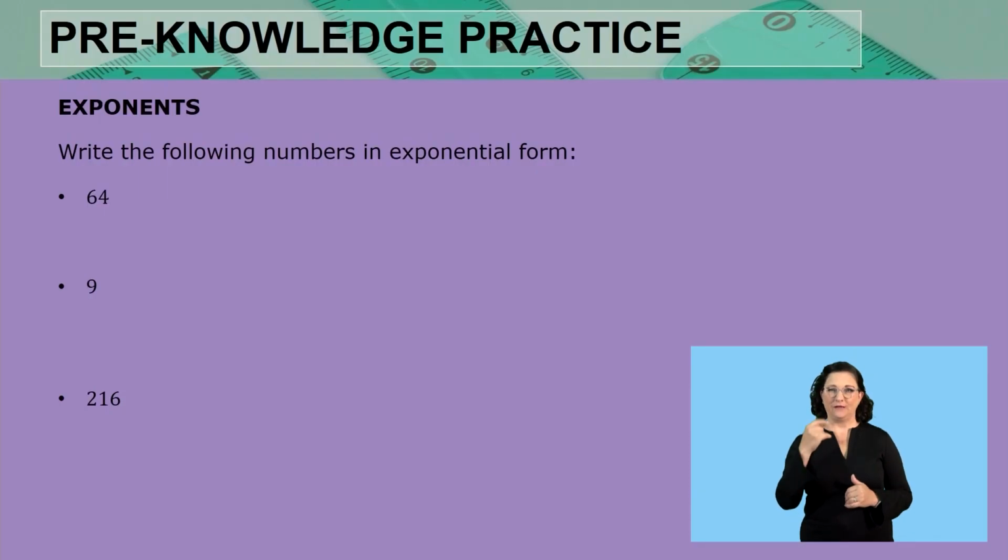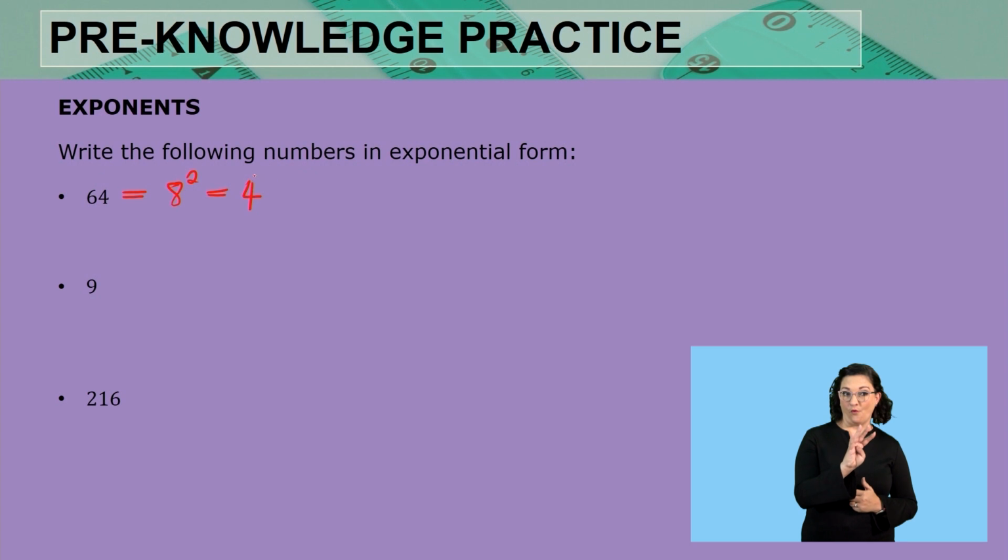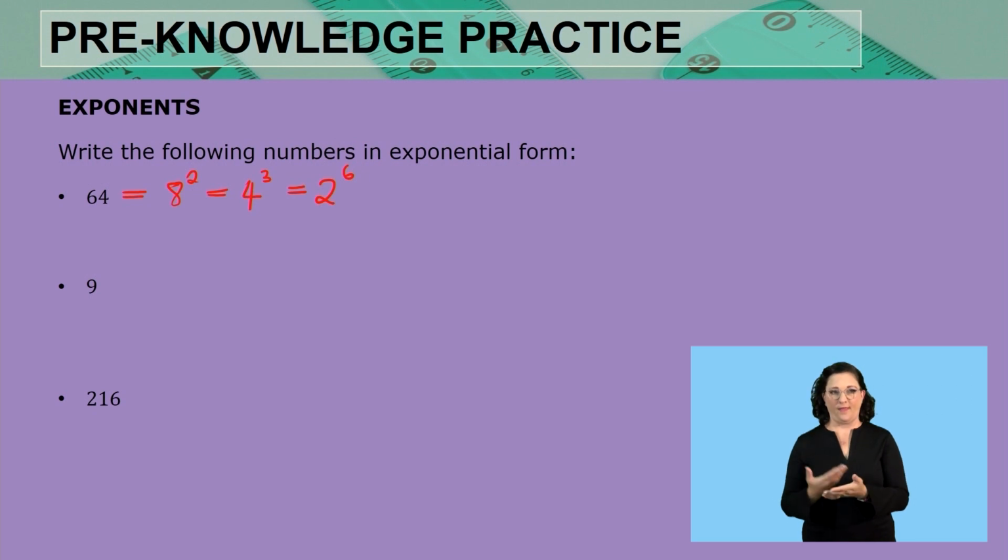Let's look at exponents and remind ourselves of how to write numbers in exponential form. So we have there 64. Now, if you remember, 64 can be presented in different ways depending on what we want our base to be. So 64 can be written as 8 exponent 2. It can also be written as 4 exponent 3, and it can also be written as 2 exponent 6. So those are the different ways that we can present our 64.